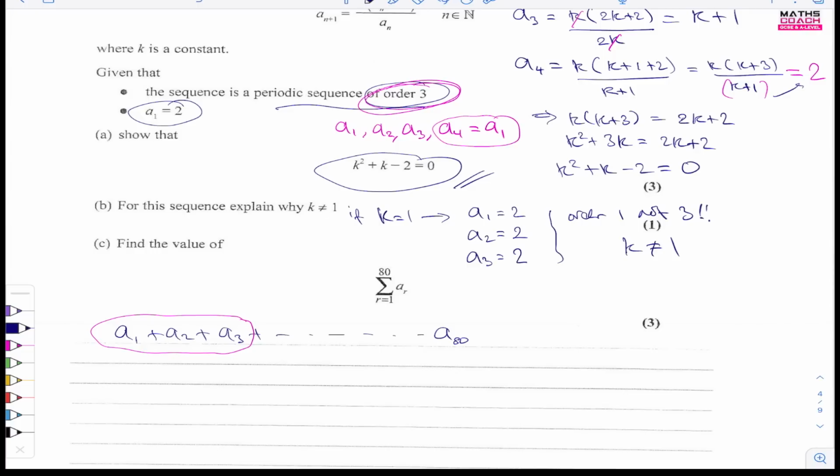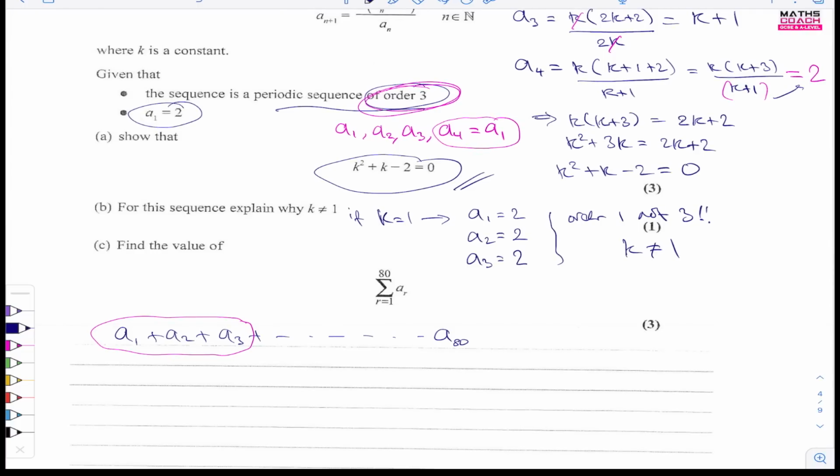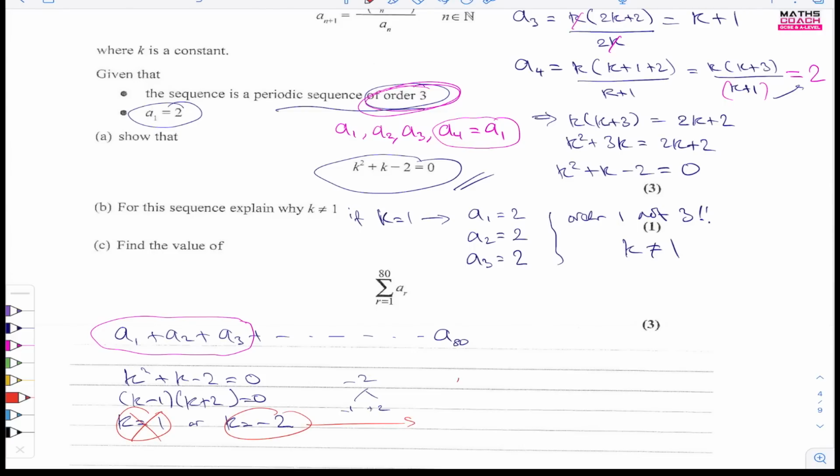Now, what are the terms? So to work out the terms, obviously we need to work out the k values. So let's solve the quadratic equation first. k squared plus k minus 2 equals 0. So this factorizes into k minus 1, k plus 2 equals 0. That gives you k equals 1 or k equals minus 2. But we know from part B that k can't be equal to 1, so we need to have k equals minus 2.